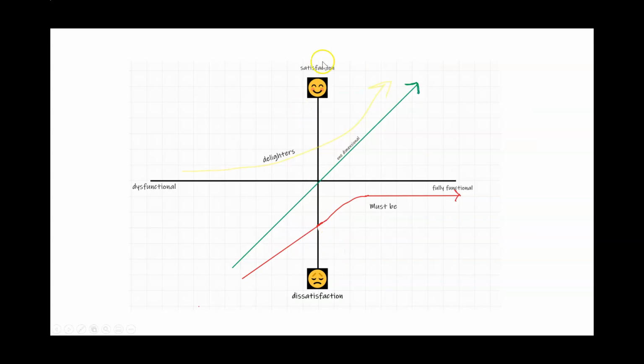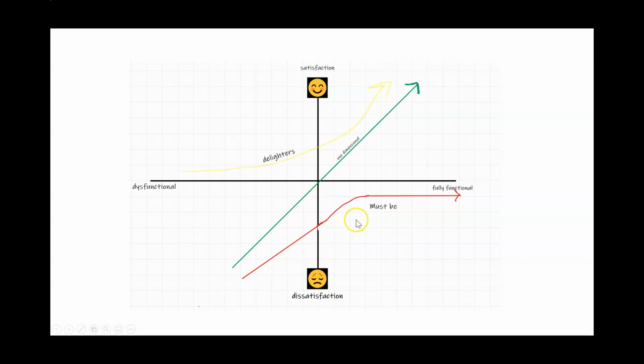So again, on our vertical axis, we have customer satisfaction. Up here, very high satisfaction. They're happy. Down here at the bottom, they're dissatisfied. They are not happy. And then along here, I like to use functionality. So we have fully functional versus dysfunctional. And we have a few other lines that we need to go through as well with the Kano model.